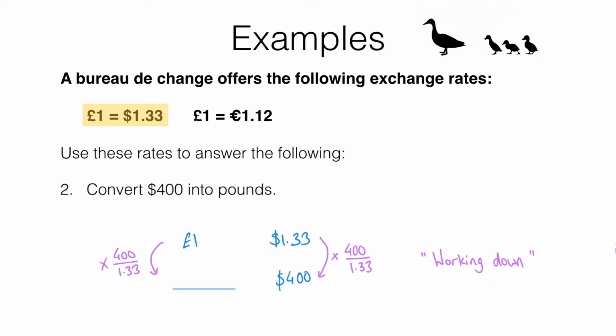And if you work that out, you'll get the same answer that we got before, and we will have to round that to 2 decimal places to give our final answer. Remember, because it's money, we don't want to have too many decimal places. Let's move on to the next one.